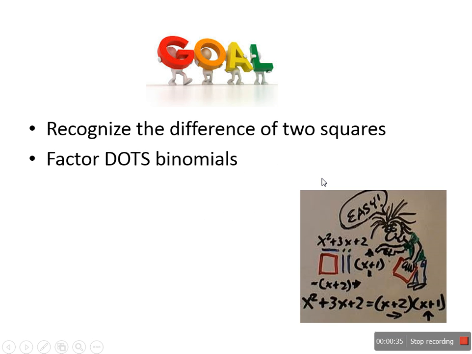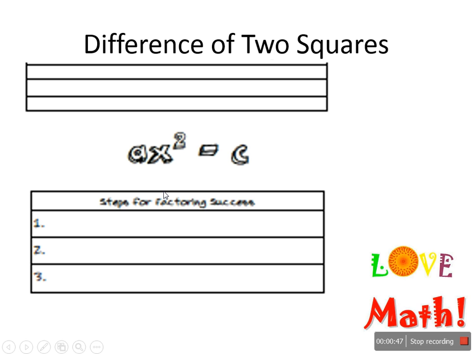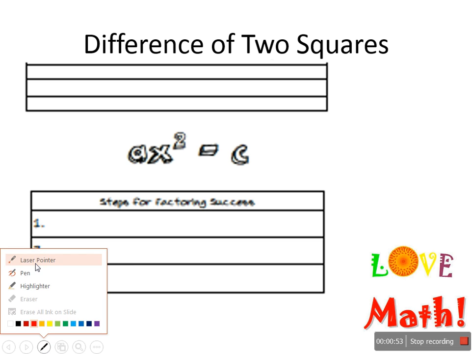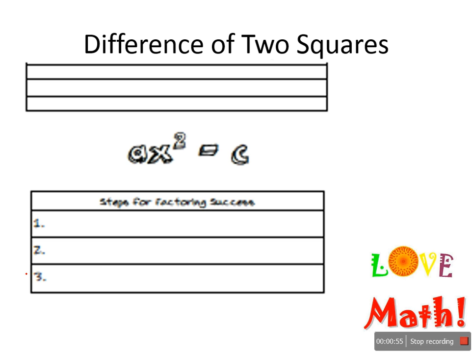Alright, so our goals for today are going to be to recognize the difference of two squares and then to factor. The abbreviation for difference of two squares is DOTS, because it's easier just to say, so it saves us a little bit of time. So here we're going to have the difference of two squares. There's three things that we're really looking for. The first is we're looking to see that the degree is even.